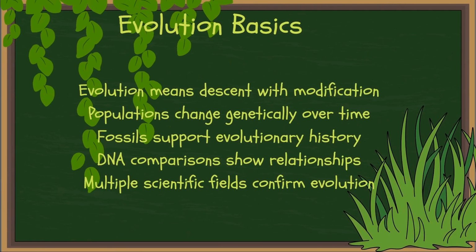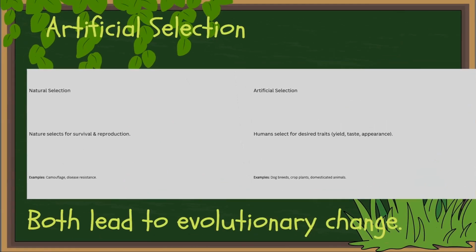Evolution basics: evolution means descent with modification. Populations change genetically over time. Fossils support evolutionary history, DNA comparisons show relationships, and multiple scientific fields confirm evolution. Artificial selection. Both lead to evolutionary change.